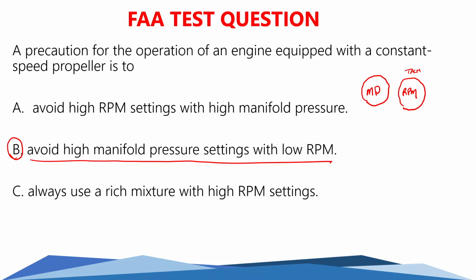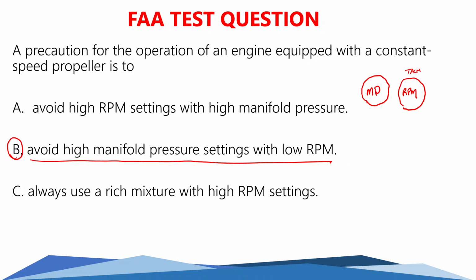So on most airplanes, for any given RPM, there's actually a manifold pressure that should not be exceeded. If it exceeds that amount of manifold pressure, that could be a big issue. So a lot of times when we're flying a more complex airplane such as this, we always talk about an RPM setting. Usually what we're going to give you is a manifold pressure setting and also an RPM setting.